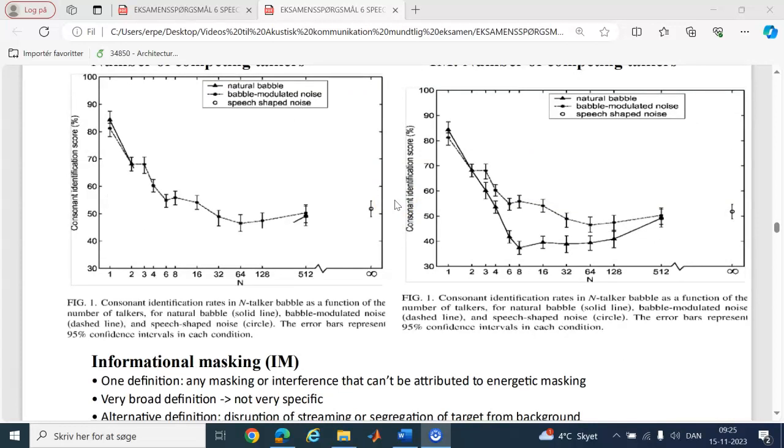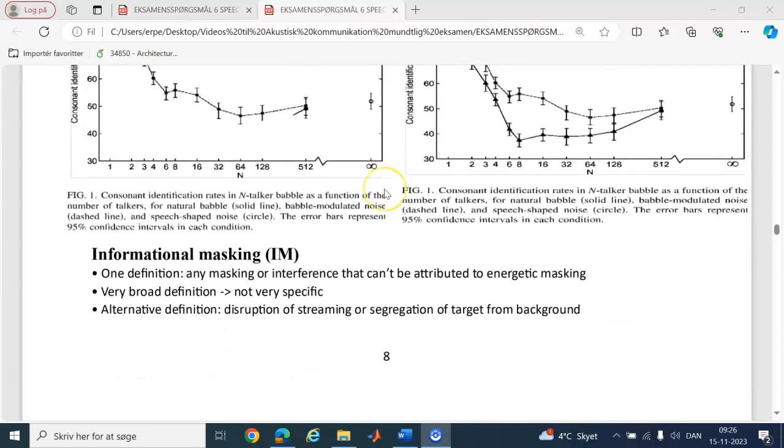And then this bubble noise. I will not say much about this. At first, the consonant identification score in percent decreases rapidly when the number of bubblers grows from 1 to maybe 8, and then it's almost constant as the number of bubblers increases.